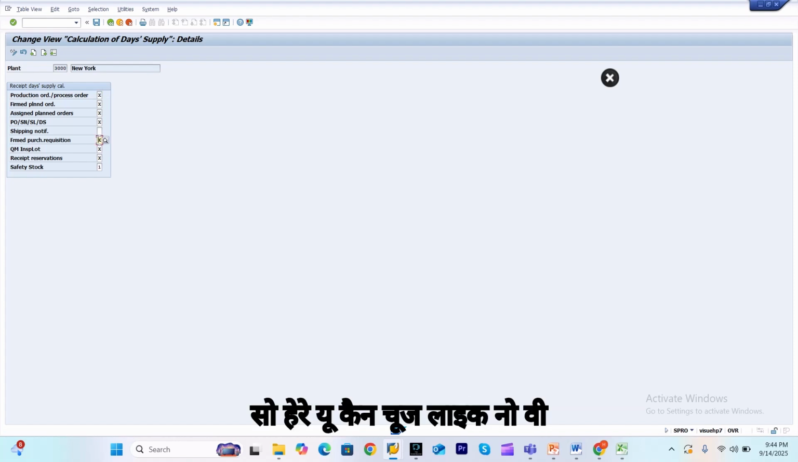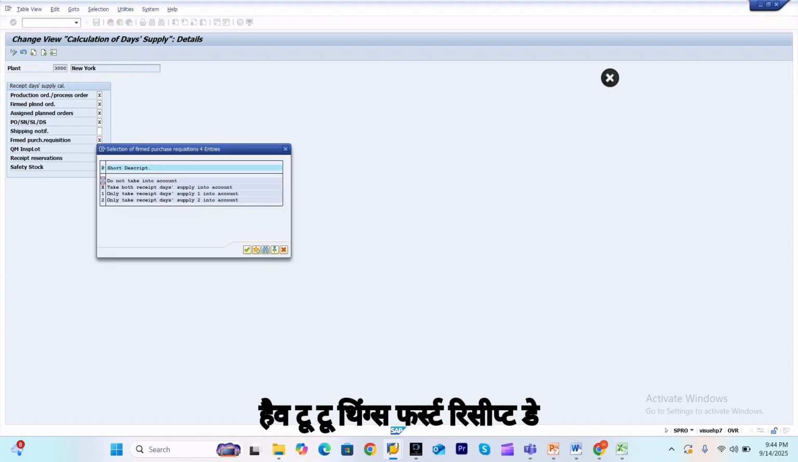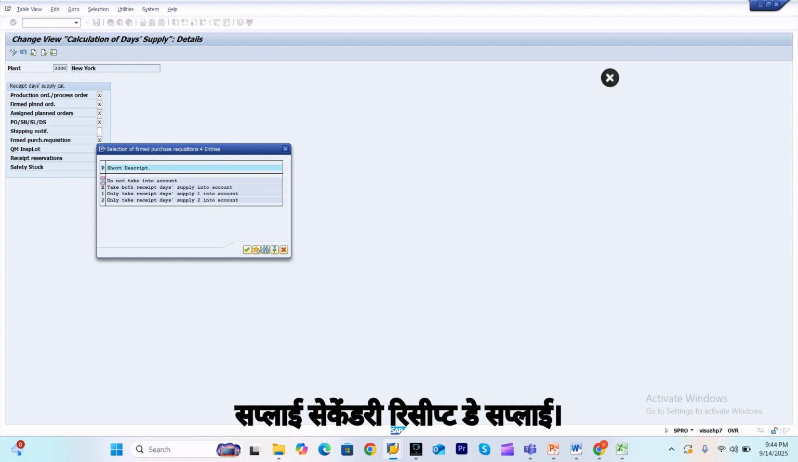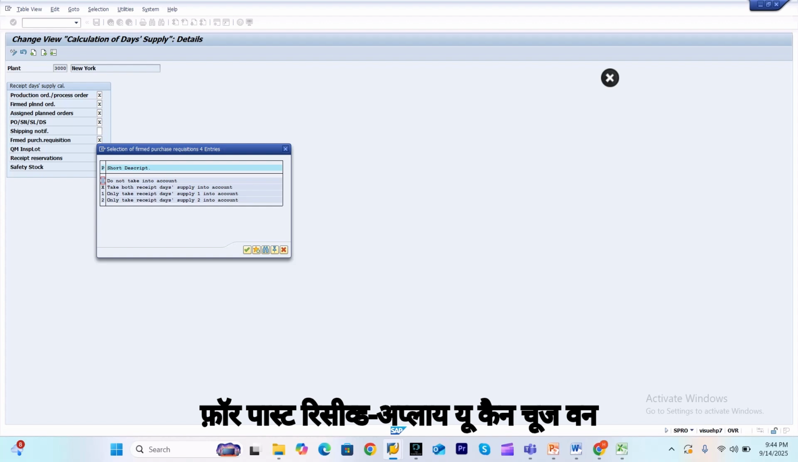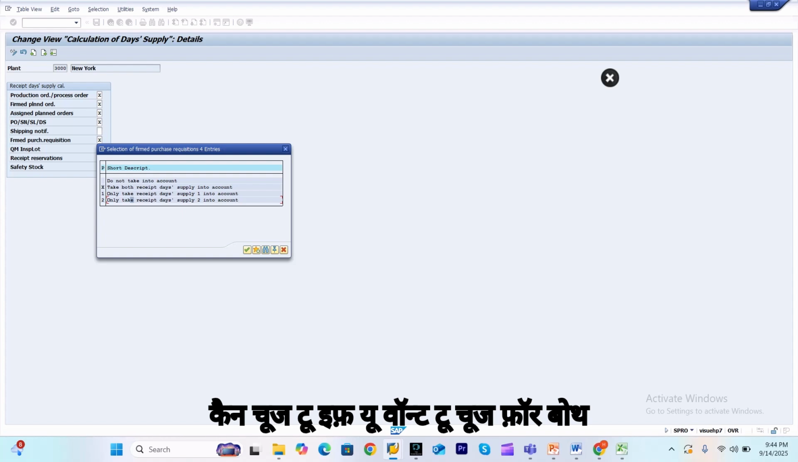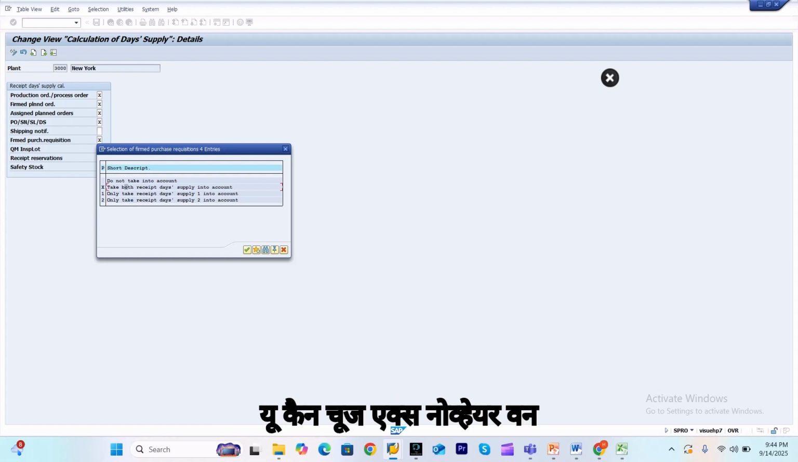So here you can choose, as we have two things, first receipt day supply and second receipt day supply. If you want to consider some receipt only for first receipt day supply, you can choose 1. If it is second receipt day supply, you can choose 2. If you want to choose for both, you can choose X.